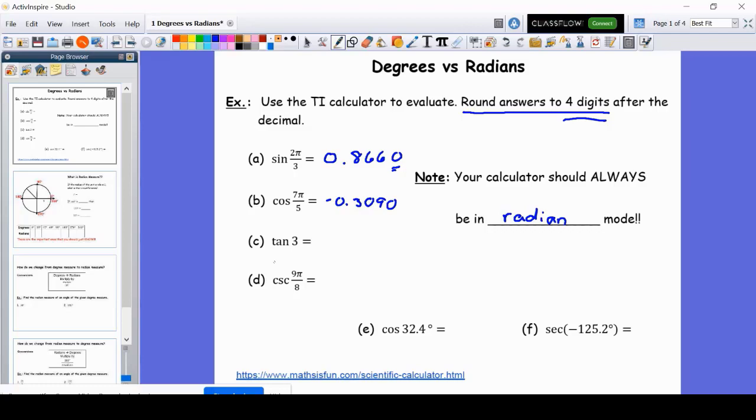Now notice this next one here, tan of 3. There's no pi in that. So some students look at that and say, that's not in radians. Yes, it is. If there's no degree symbol, it is a radian measure. That is the tangent of 3 radians. If it's a degree angle, there will be a degree symbol, just like an E over here or an F. Those angles are degrees because they have the degree symbol.